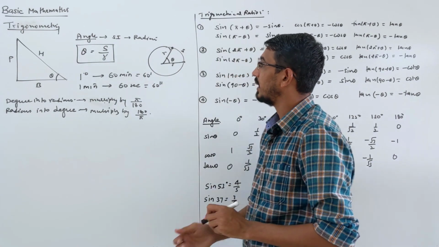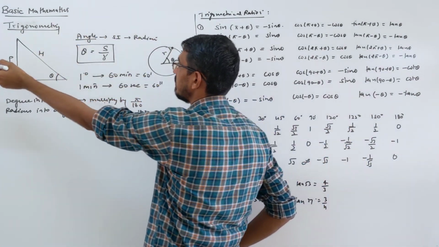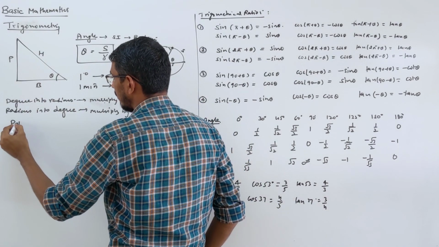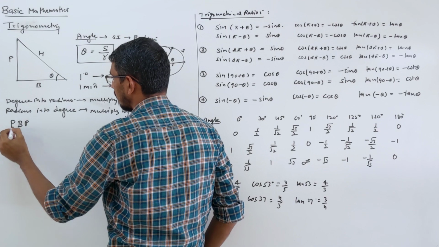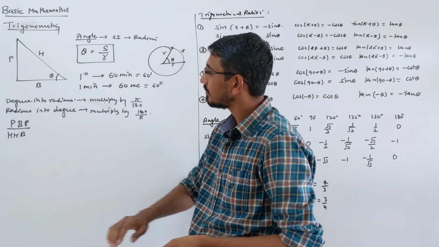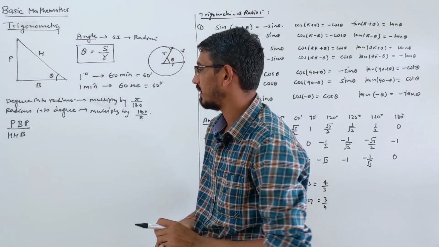Before that, I tell you the relation between hypotenuse, perpendicular and base. There is a simple rule to write for this, called Pandit Badri Prasad Hari Bol. Look at this formula, Pandit Badri Prasad Hari Bol. You can remember it by some other tricks.